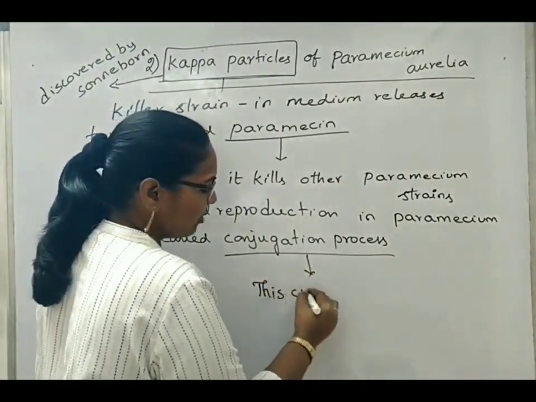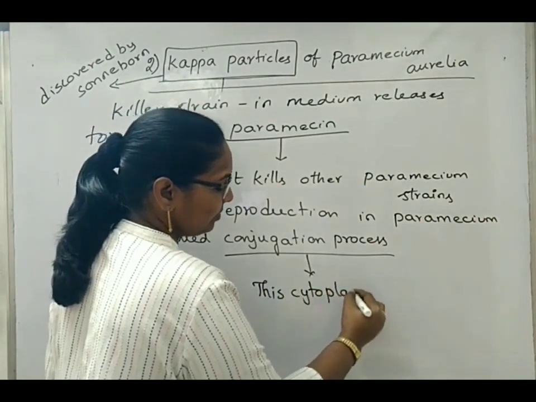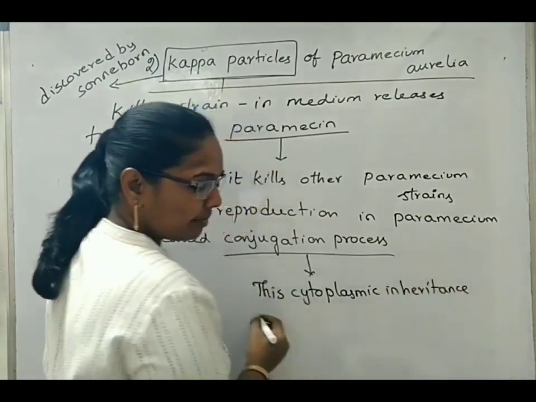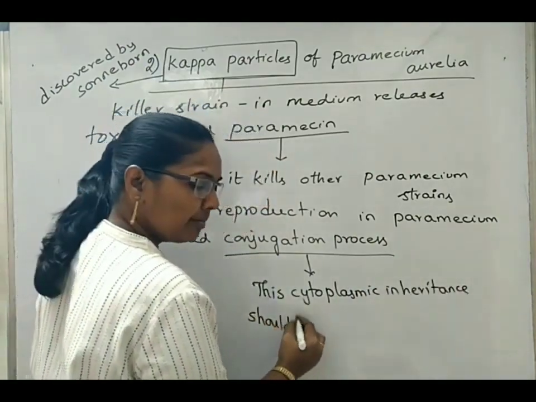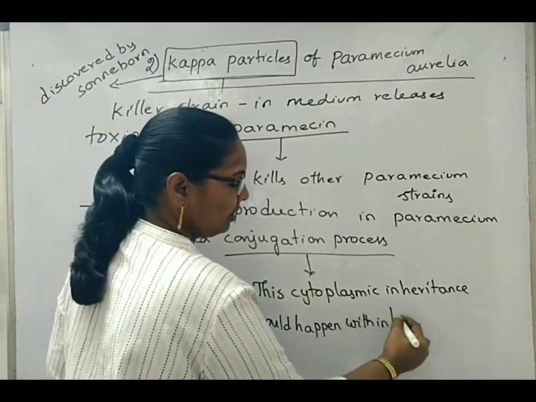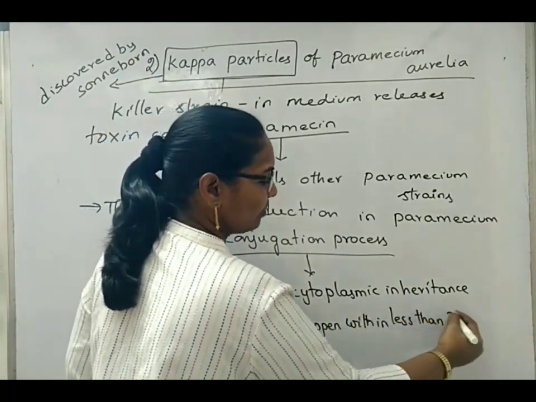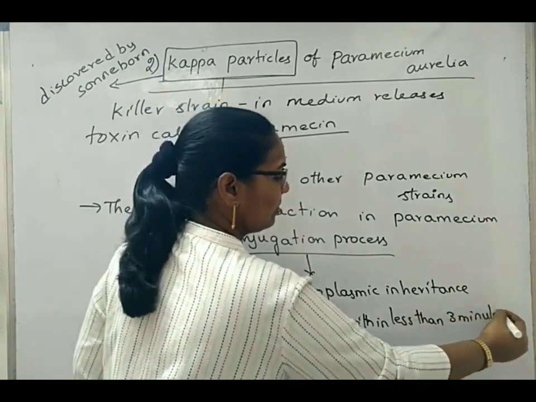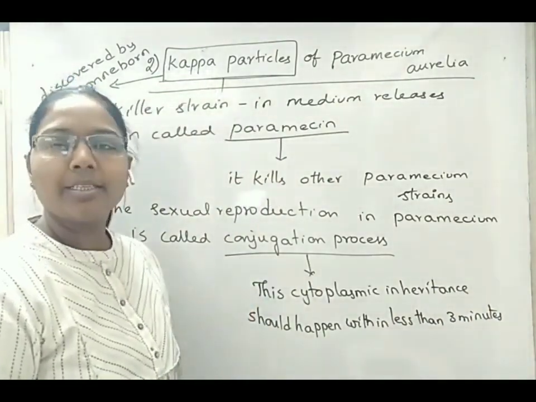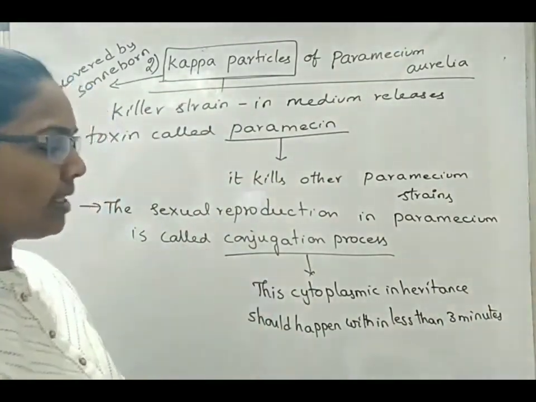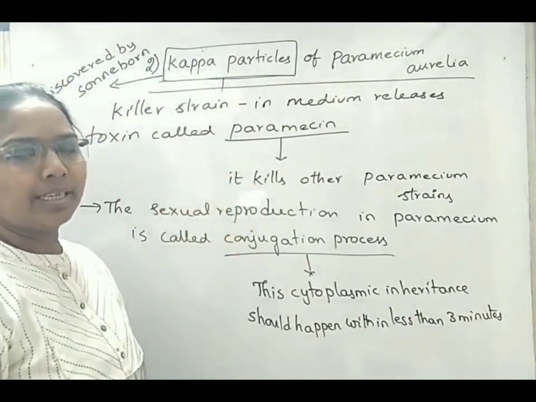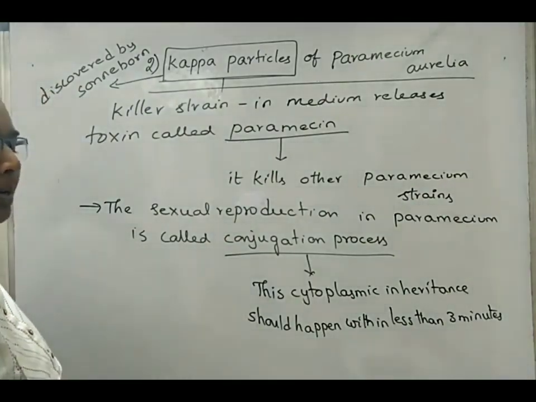So, this cytoplasmic inheritance should happen within less than 3 minutes. If not, the correct process of cytoplasmic inheritance may not happen, and the sensitive strain may be prone to this paramecin toxin and can be killed. So this is about kappa particles.